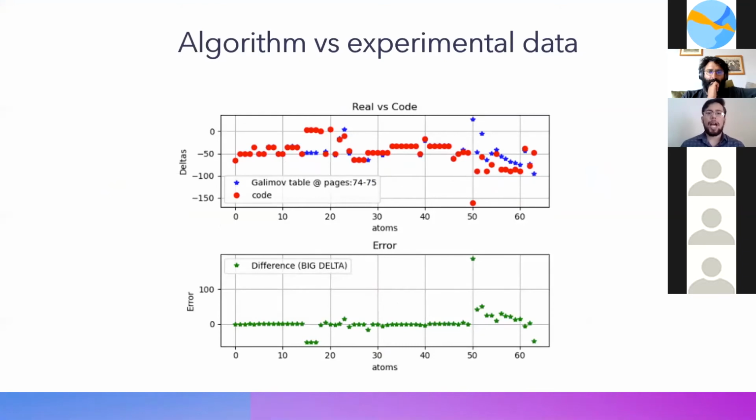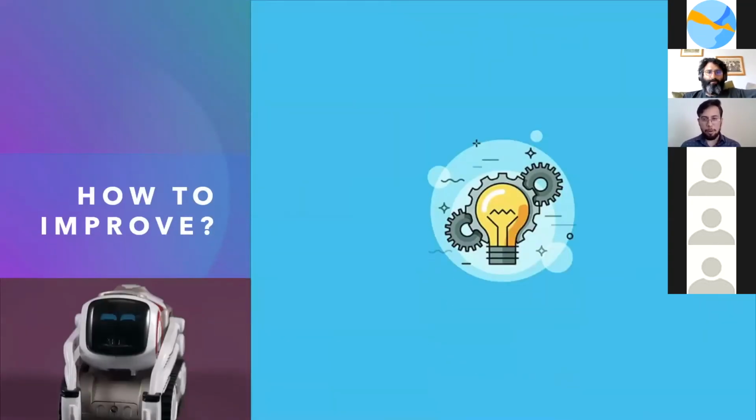So here we have our algorithm versus the experimental data. In the y-axis, we have the deltas, and in the x-axis, we have atoms. So these are the atoms of all the molecules of our data set, the one that you saw previously. And for the most part, we can see that our predictions are accurate. But there was a point in which we got a huge error. And this is because isotopic fractionation, and specifically this method, relies on having the L contributions hard-coded. So this is a problem that we need to improve.